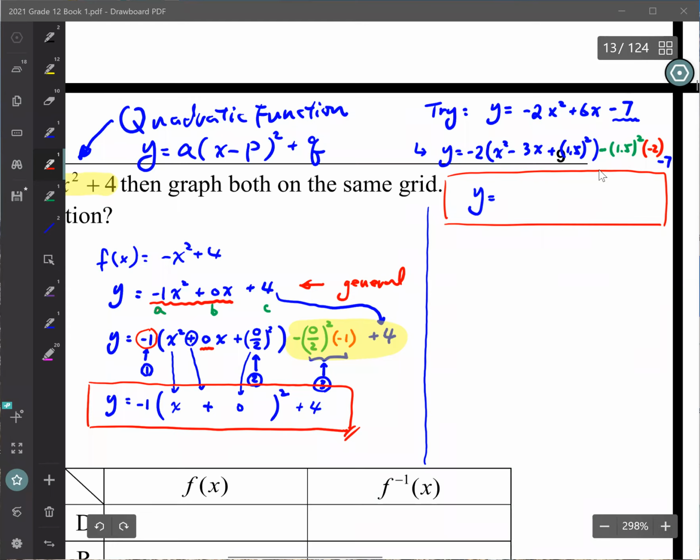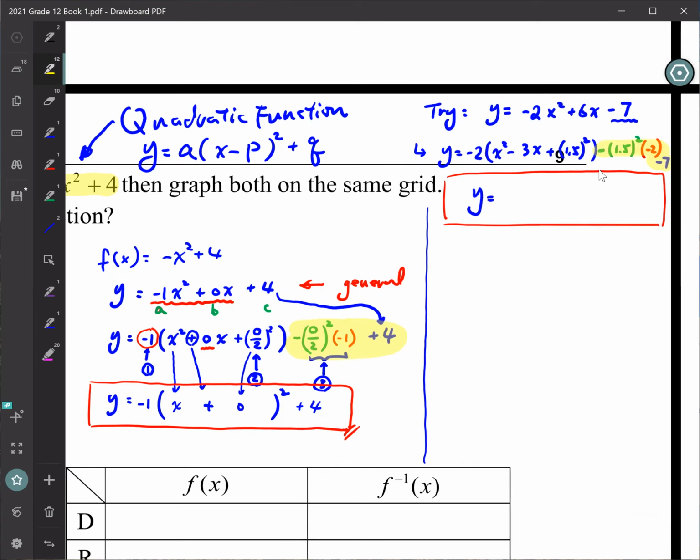Remember the outside the bracket, this part. Right, this part with the yellow highlighted, you can use a calculator, okay, to figure out the number.